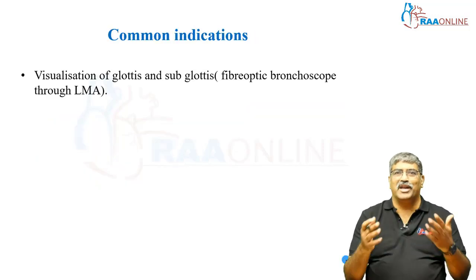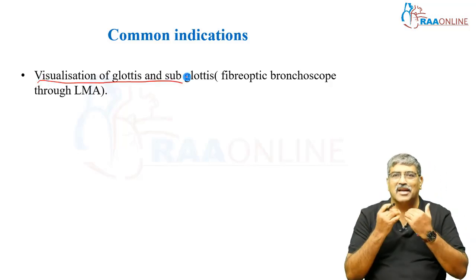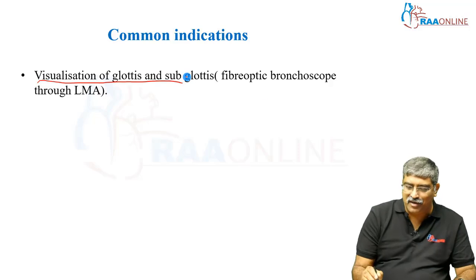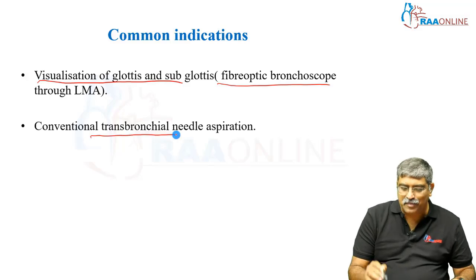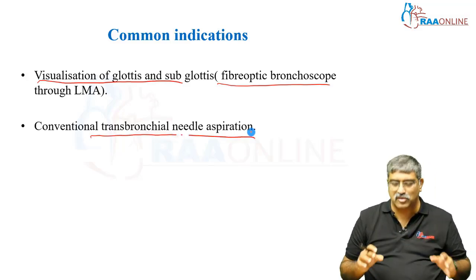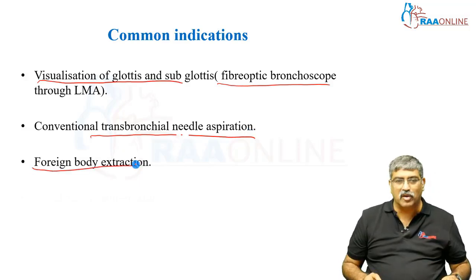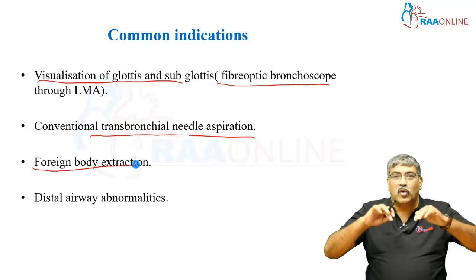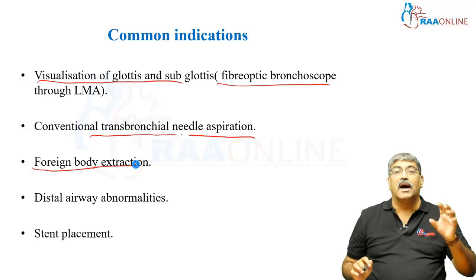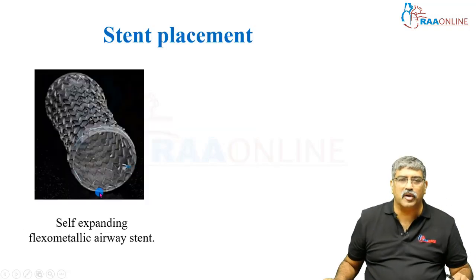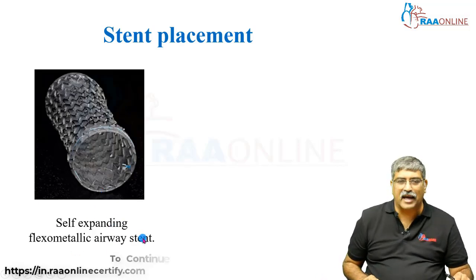Now, coming to the common indications of flexible fiber optic bronchoscopy, the most important is visualization of the glottis and subglottis. This will be possible only if the fiber optic scope is passed through the LMA, not through the endotracheal tube. Others are transbronchial needle aspiration for diagnosis of tumor or other pathology, foreign body in the trachea or bronchus, distal airway abnormalities, which can be diagnosed with flexible fiber optic bronchoscopes, and stent placement. Another important indication is the self-expanding flexometallic airway stent.